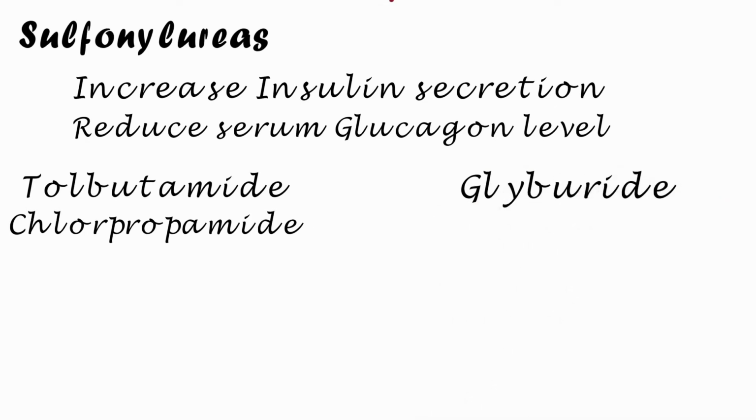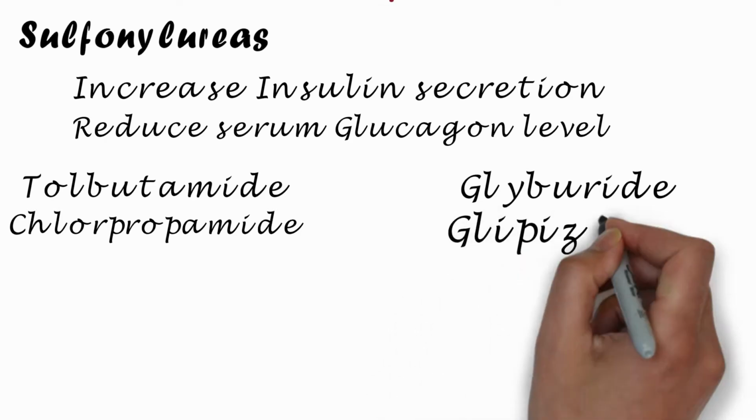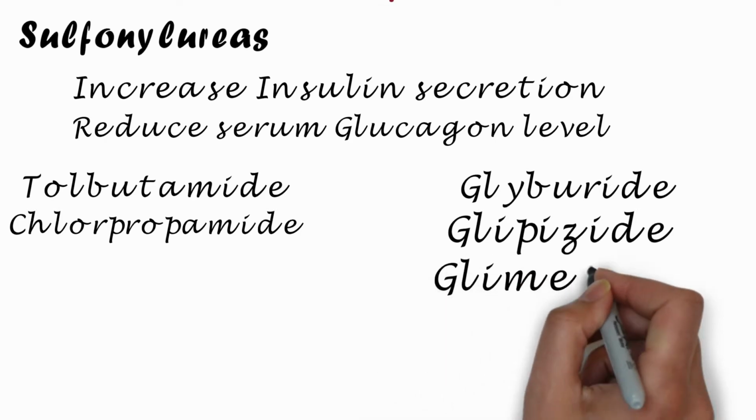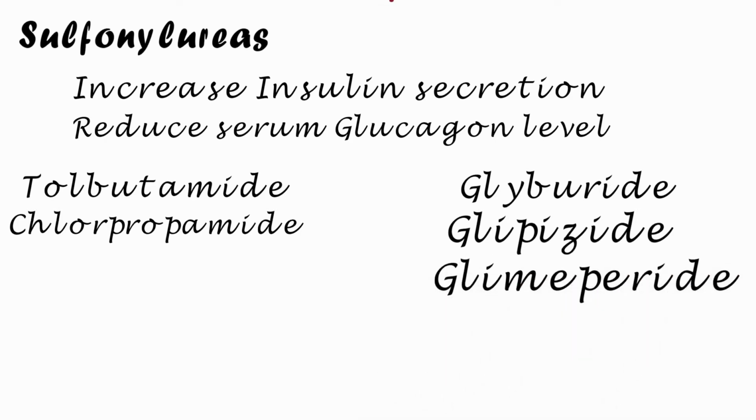Glyburide is a second generation sulfonylurea which is metabolized in liver into an active product. It has a short half-life but acts for a longer period due to its active metabolite. Glipizide has the shortest half-life of around 2 to 4 hours. Due to its shorter half-life, it is less likely to cause severe hypoglycemia. Glimepiride is a longer-acting second generation sulfonylurea which is approved for once daily use as monotherapy or in combination with insulin.